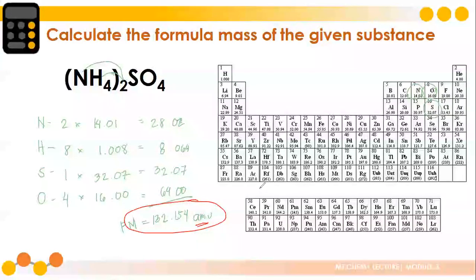Okay, it's kind of easy, especially if you have your periodic table of elements. Do not worry, you don't need to memorize all of this. During the assignments or during the activities, the atomic mass of each element will be shown or will be given to you.